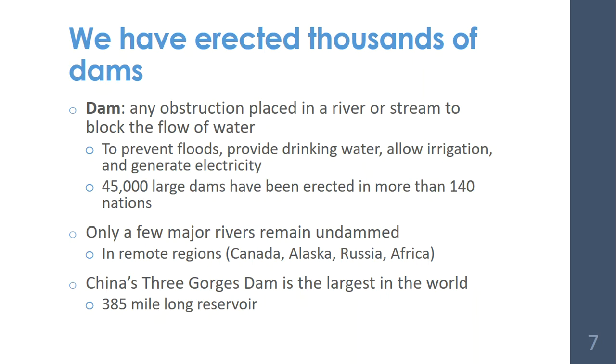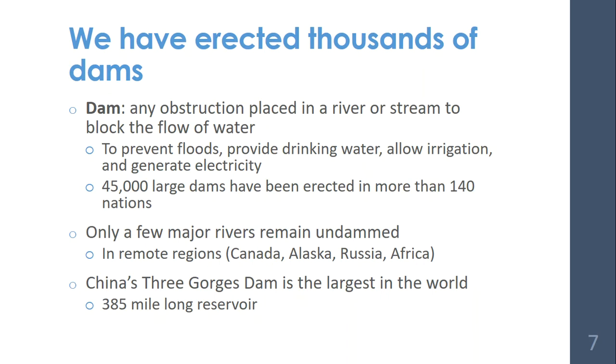In my hometown in Connecticut, we had a reservoir that provided the drinking water for my town and a few adjacent towns. It was a very local water source. 45,000 large dams have been erected in more than 140 nations. They were very, very, very popular, especially as it was seen as this big infrastructure project. You can think about, if you've been to the Hoover Dam, what a massive project that is. There are only a few major rivers that remain undammed, in remote regions of Canada, Alaska, Russia, and Africa, but most of the major rivers in the world have been dammed.